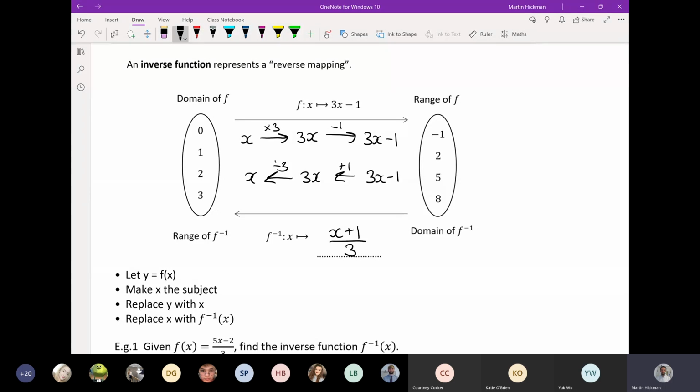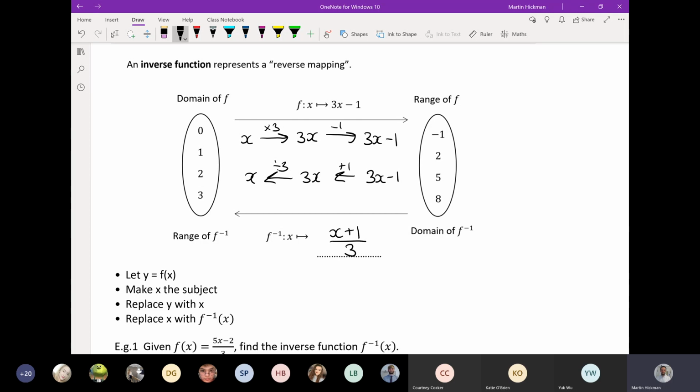In general, what we want to do when we're finding an inverse function is let y equal f of x. Sometimes it might be g of x, h of x, etc. So we let y equal f of x, and then we make x the subject. So we're going to have an equation, y equals some function of x. We make x the subject, and then we replace the y with an x, and then we replace the x with f to the minus 1 of x.